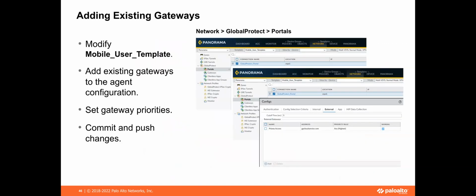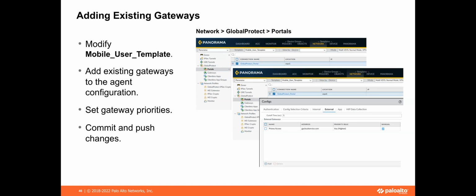So to add an existing gateway to your Prisma Access deployment, you must edit the GlobalProtect portal configuration within the mobile user template to add the on-premises gateway to the appropriate region. Select Network, GlobalProtect Portals, select Mobile User Template from the template drop-down menu, and select the GlobalProtect portal to edit, the one that you have the portal configured. Select the agent, and then in the default configuration, you can add a new agent, select an external gateway, and add your on-premises gateway.